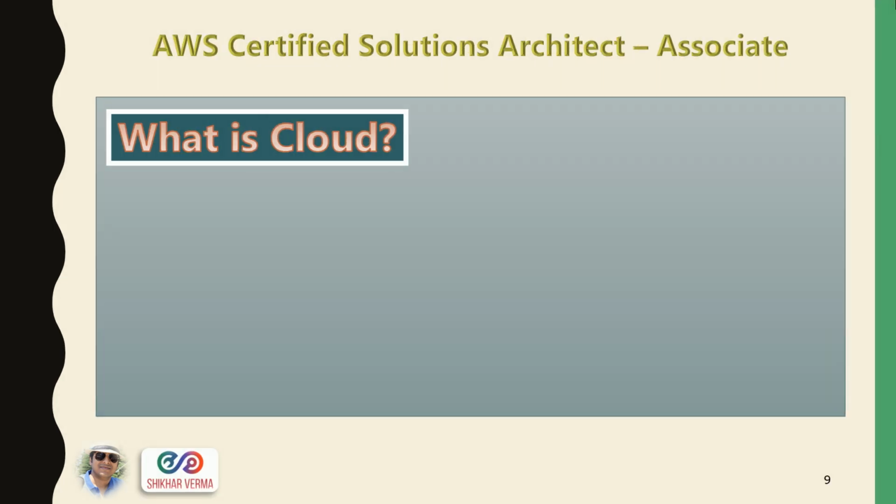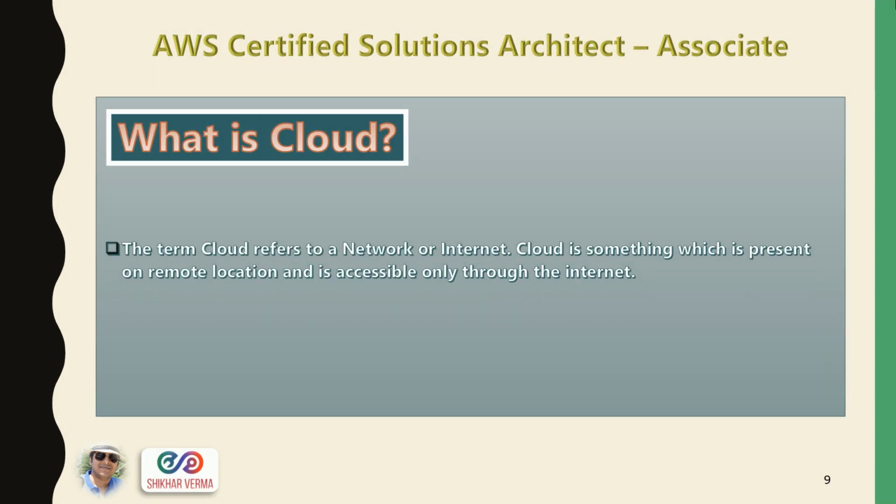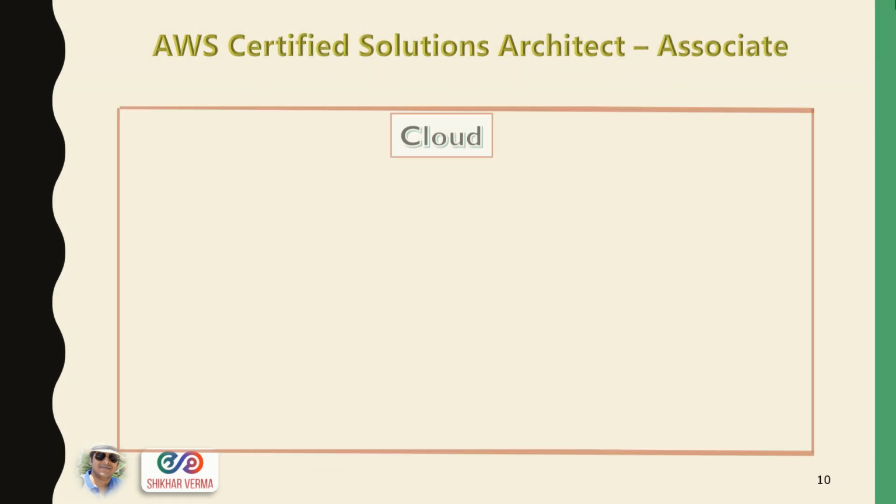So what is cloud? The term cloud refers to a network or internet. Cloud is something which is present on remote location and is accessible only through the internet. So this is the simple definition of cloud. So let's understand with a diagram what is cloud.